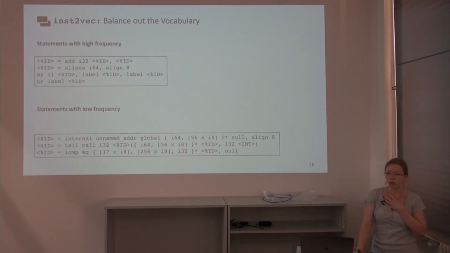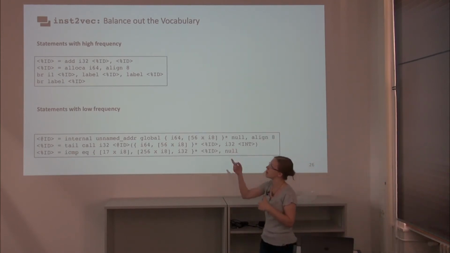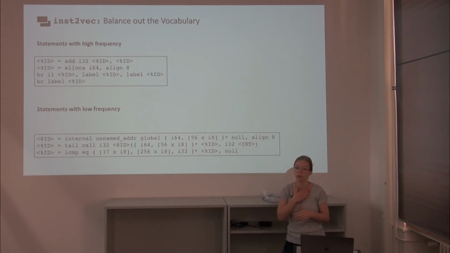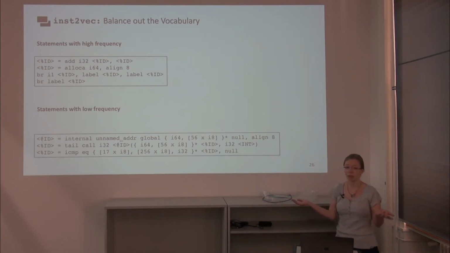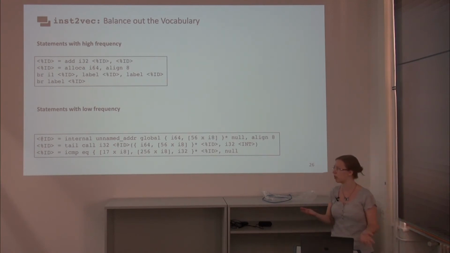Now, in the vocabulary that you end up with before training, you bump into a problem because some statements appear with very high frequency and other statements with very low frequency. Here you see examples of statements that appear with very high frequency. Adding 32-bit integers happens all the time. Allocating a 64-bit integer happens all the time. Unconditional and conditional branches are there all the time.